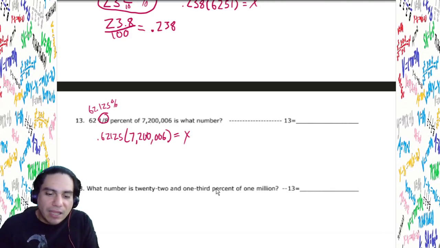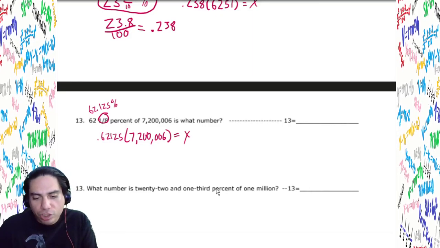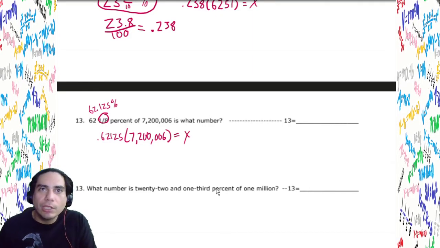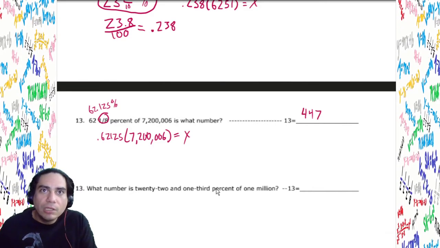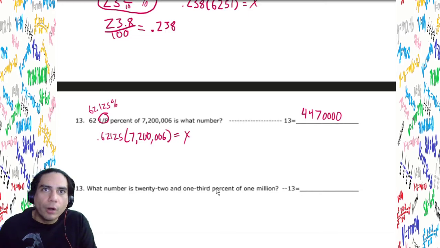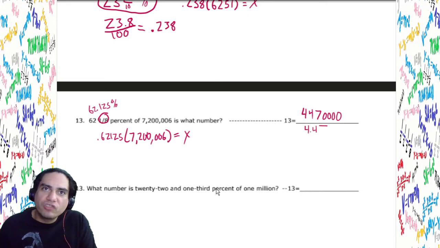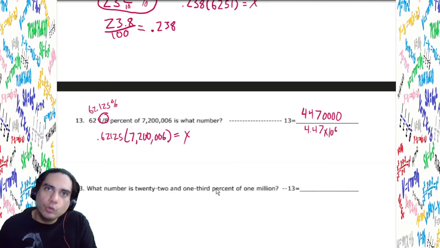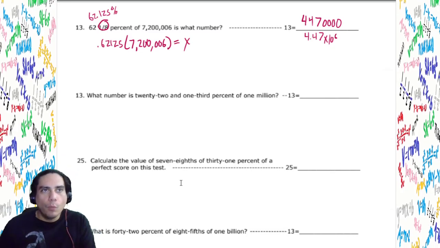The easiest thing about percents is if you understand how to read them, if you really understand how to read them, this is easy work. And we end up with our answer. 4,471,234 or 4,470,000. 4.47 times 10 to the 6 for those who want to write in scientific form. That's what it is. Next problem.